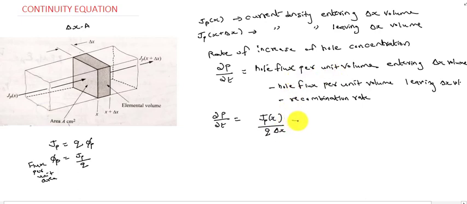Similarly we can write the hole flux per unit volume leaving the delta x volume as Jp of x plus delta x, that is the current leaving the semiconductor, divided by q into delta x. So this is the rate of holes entering, and this is the rate of holes leaving, minus the recombination rate.